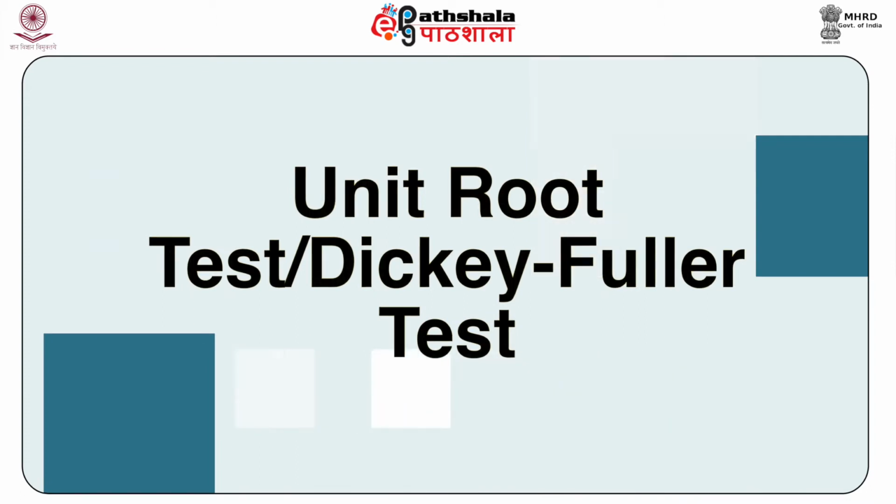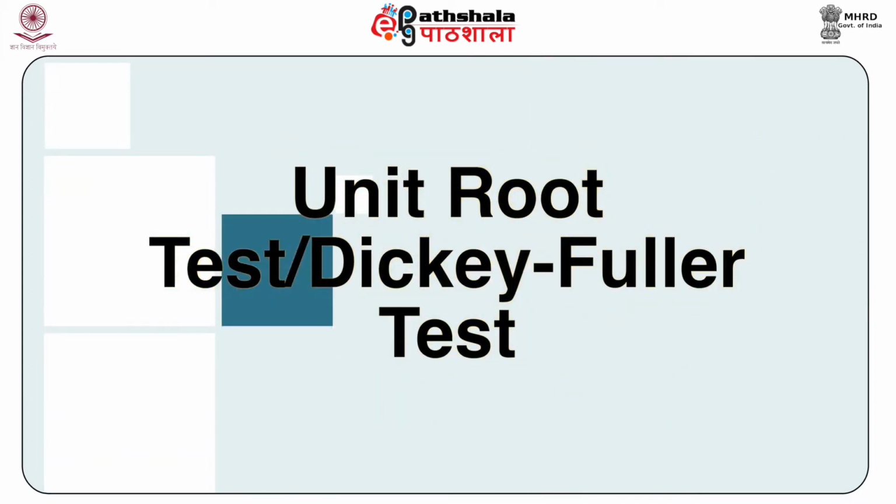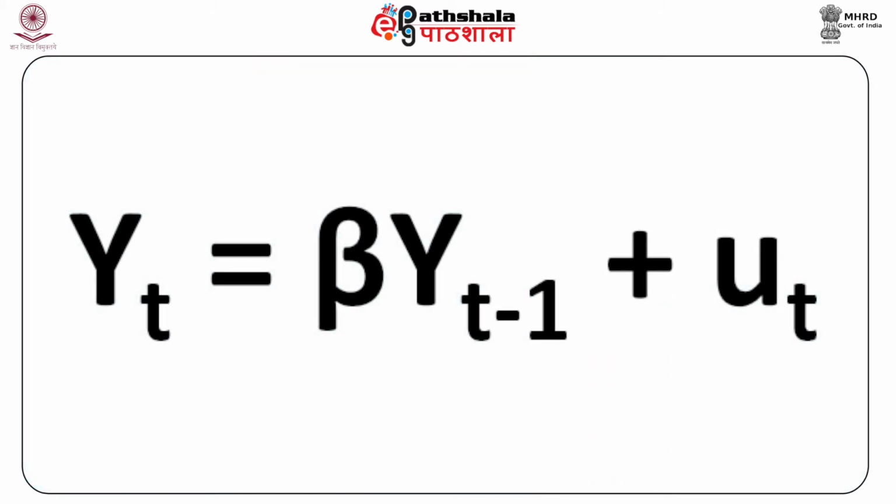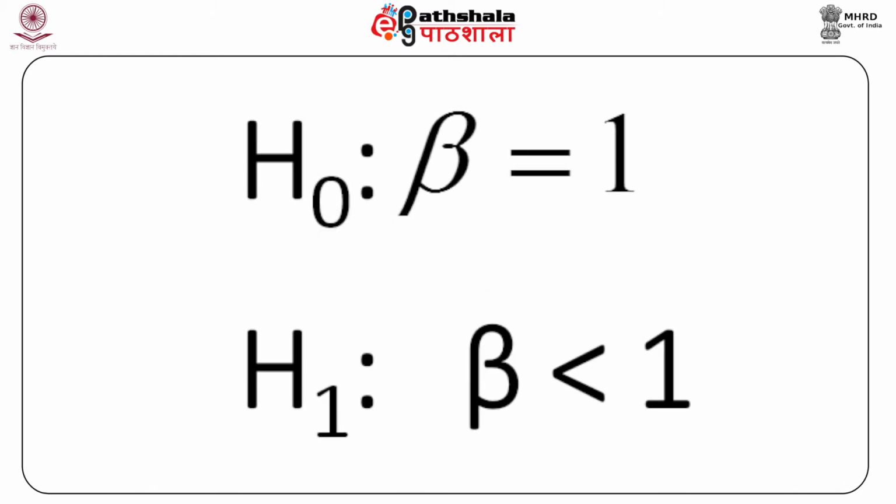So how do we test and how do we apply the Dickey-Fuller test? Let us try to learn in this segment. To test the stationarity of a series, we assume our model to be yt equal to beta yt minus 1 plus ut. We take a null hypothesis which will further imply whether the model is a random walk process or not. As a result, our hypothesis will be as follows: the null hypothesis H0 is beta equal to 1. Similarly, we can write the alternative hypothesis H1 to be beta less than 1.